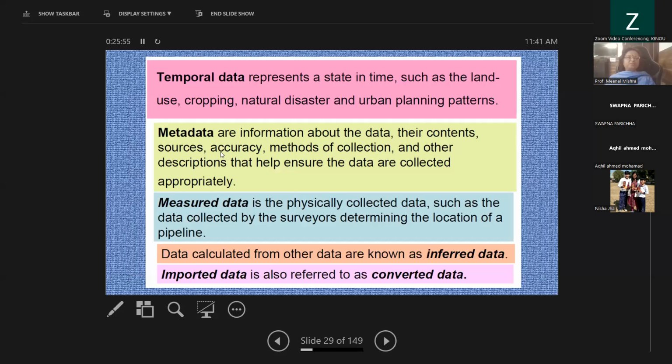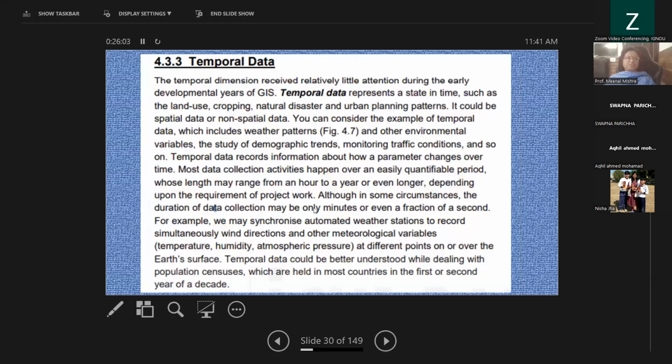Now there were other terms which I had listed: temporal, metadata, and all this. They can be spatial, they can be non-spatial. Let us discuss them one by one. Temporal. When you say temporal, what does it mean? Related to time. That represents the state in time. This temporal data, where can you use that? When you describe the land use, or some urban sprawl, or some cropping pattern, or some disaster. Suppose you talk, just an example for temporal data.